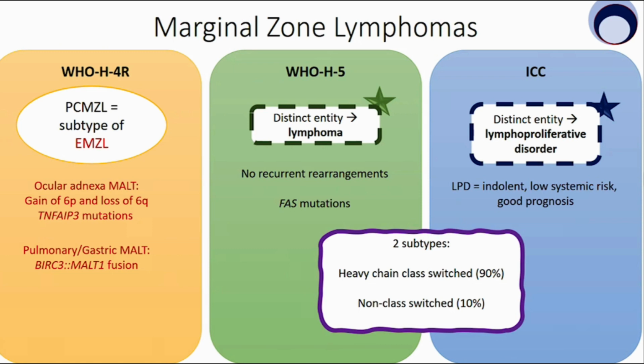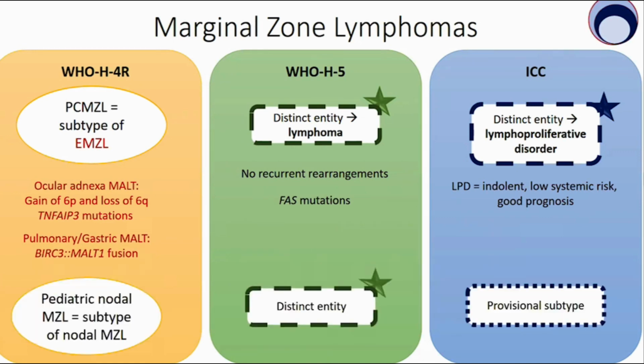Both new classification systems do recognize 2 subtypes, however, based on the cells that express immunoglobulins. So IgG is the most common of all, included in the heavy chain class switch. It makes up 75% of those cases, and IgG4 actually makes up like 50% of those. Otherwise, IgM in the non-class switch is about 10%.